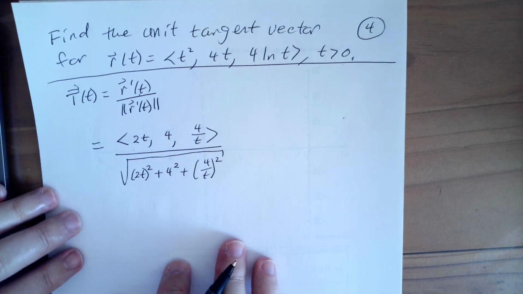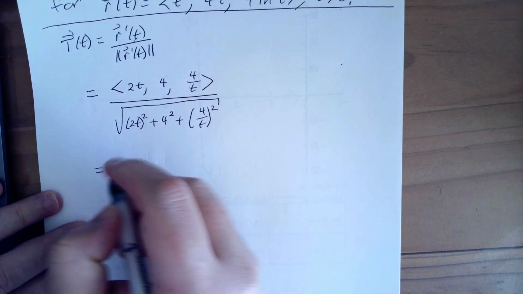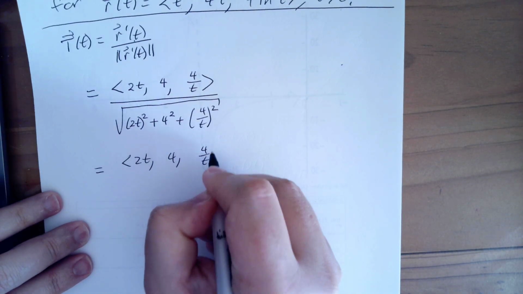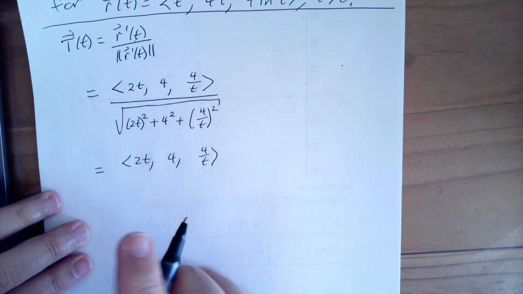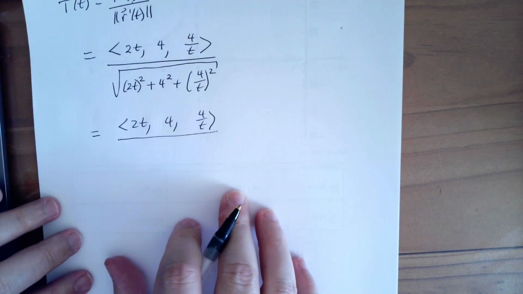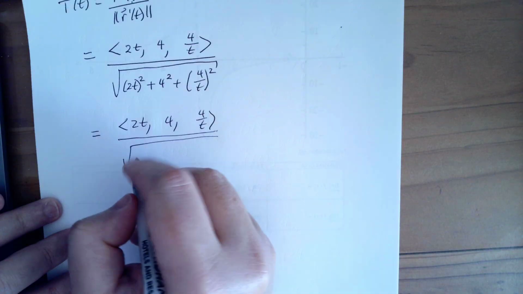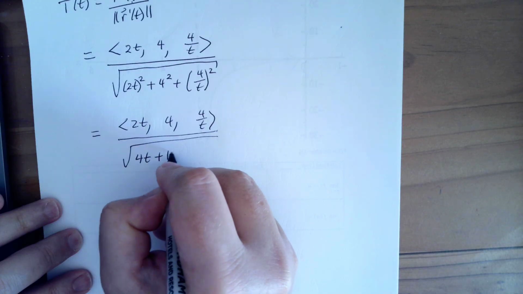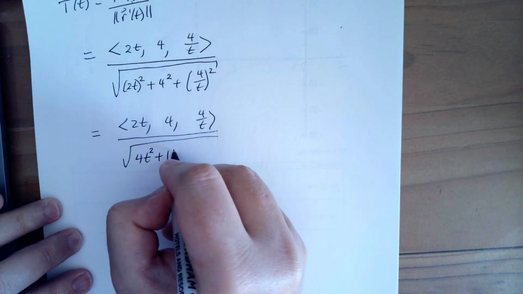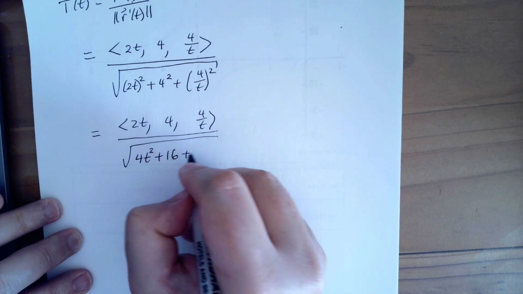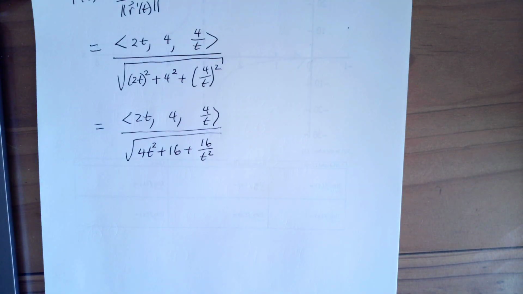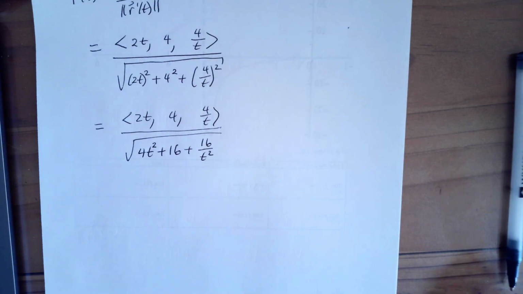Hopefully everyone's following along. This is going to be 2t, 4 over t. The numerator is pretty much going to stay the same for the time being. This is going to be divided by the square root. Okay, laws of exponents. This will be 4t squared plus 16 plus 16 over t squared.